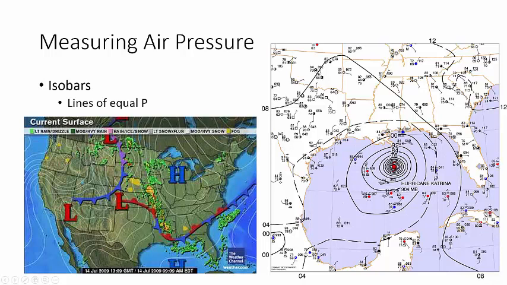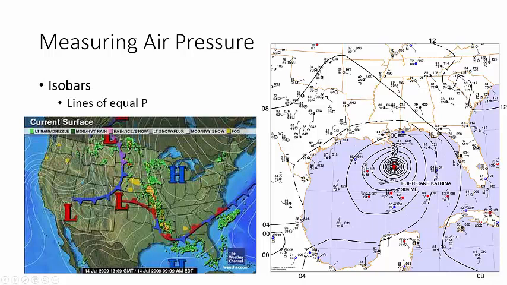These ones have numbers on them. So this one is 1,000. You can see it go all the way around. This is Hurricane Katrina. This one is 992. This one is 984. This one is 976. And you can see they get closer and closer together.